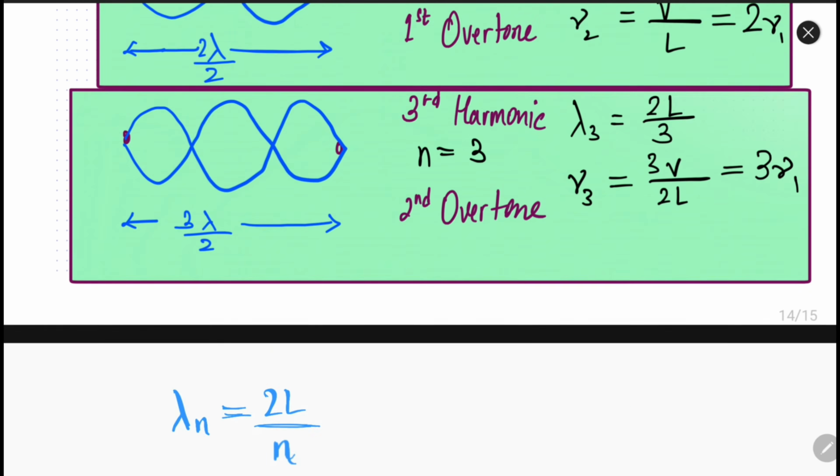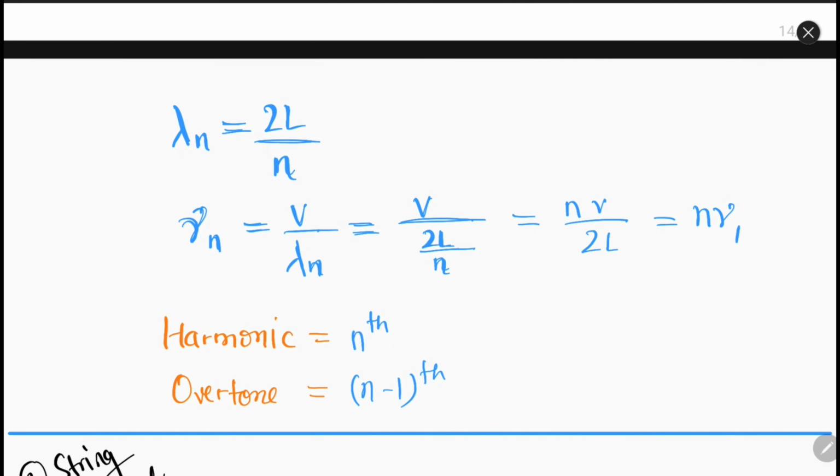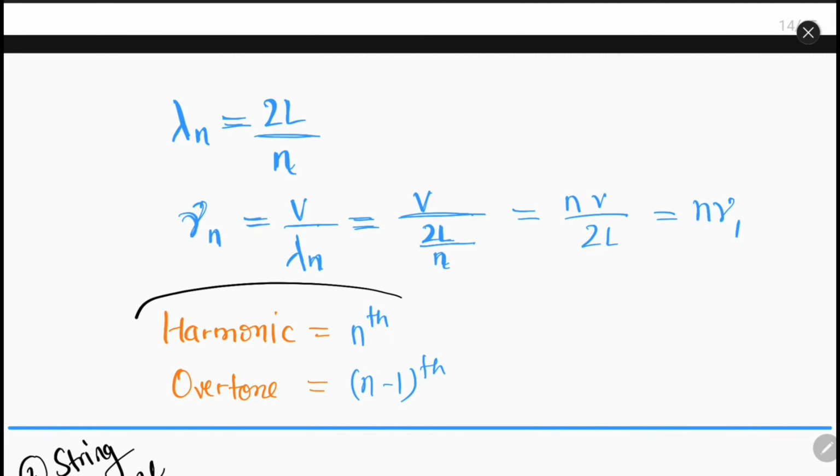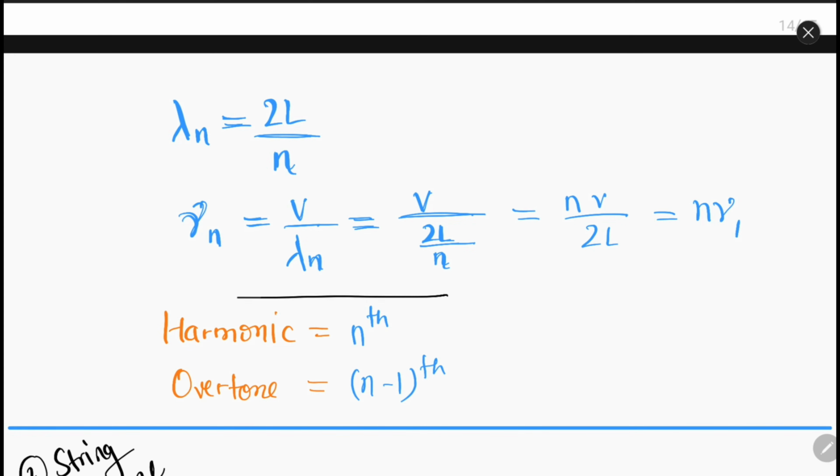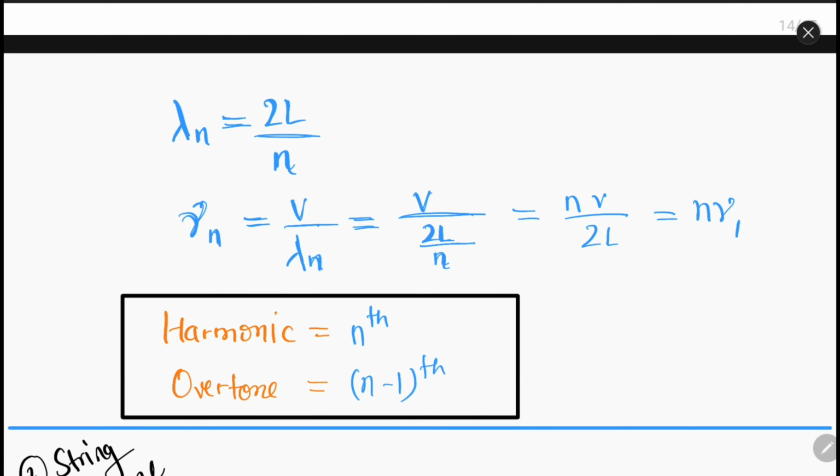Similarly this can be further continued. You notice that in the rigid case, if the harmonic is nth, then the overtone will be n minus 1. For first harmonic we have the fundamental tone, for second harmonic we have first overtone, for third harmonic we have second overtone, and so on. So n minus 1 for every nth harmonic.